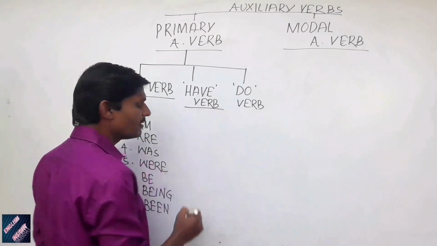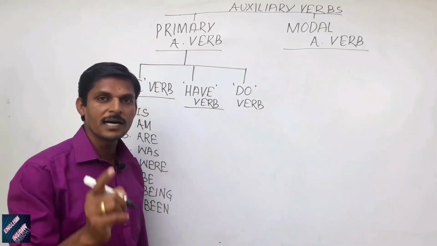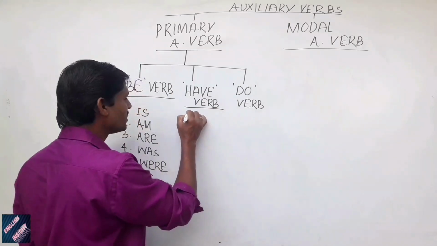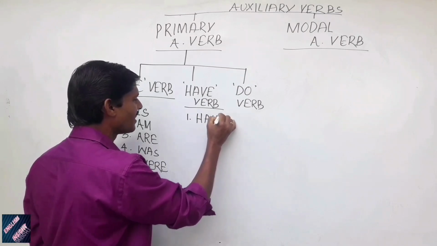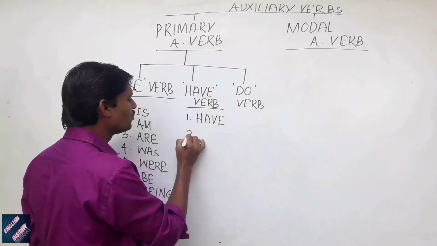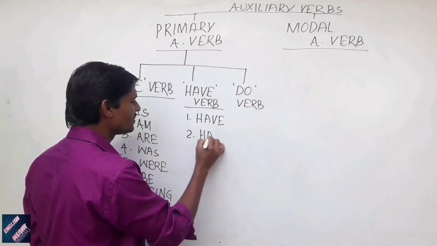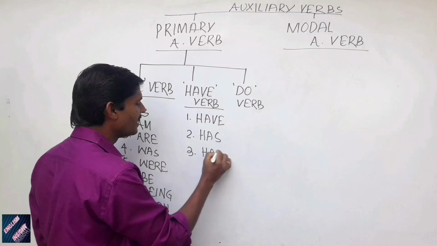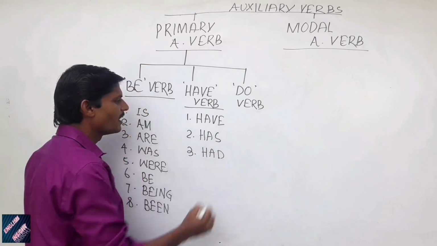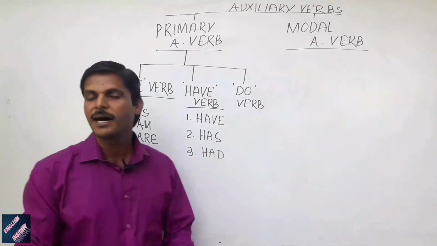So have verbs are of three numbers. One is have itself, have. Number two is has. Number three is had. These are called have verbs: have, has, had.